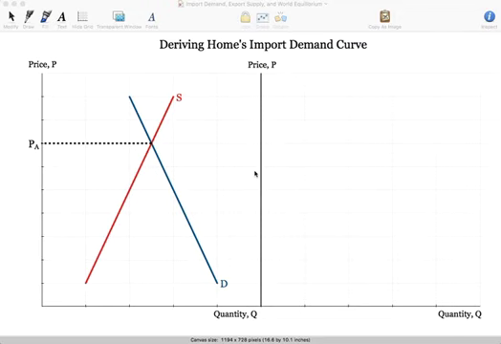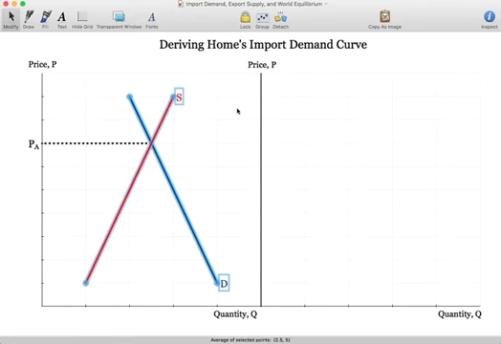So the piece of information that we have in front of us right here is we're looking at the home country. So here we have the demand at home and the supply at home. So this is domestic supply and demand. And this is the price of this particular commodity that is being determined at the home country. So this is the market equilibrium for this product in the home country.